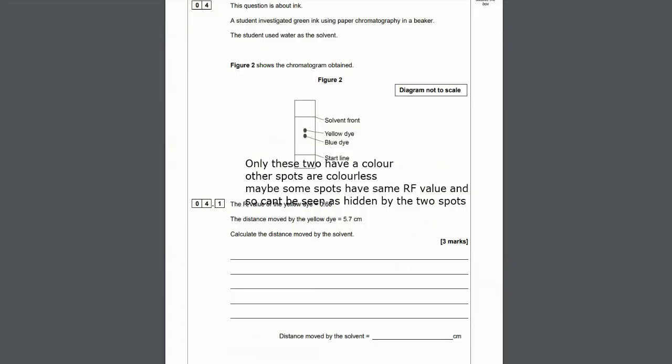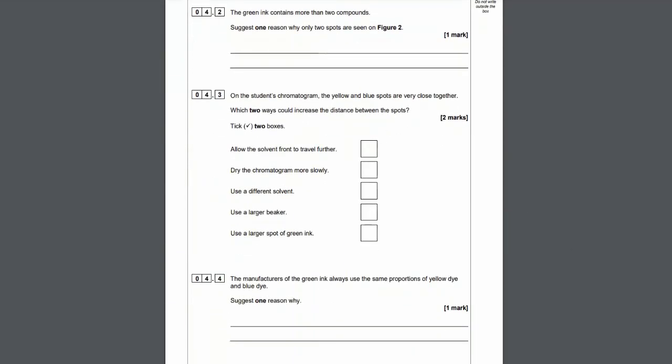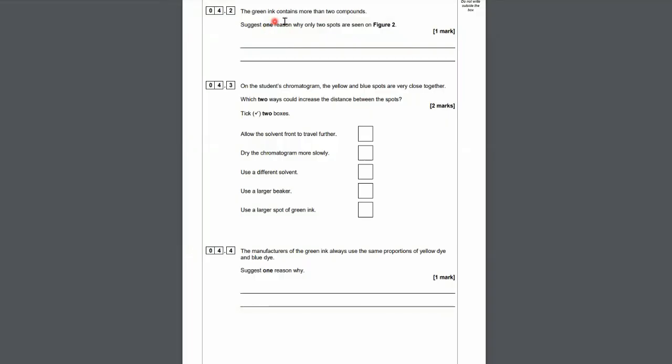The other suggestion is that they have the same RF value as these two spots. So you might have a yellow color hidden behind the blue and yellow dye. There might be a third color hidden behind one of those because it has the same RF value and moved the same distance. Right.